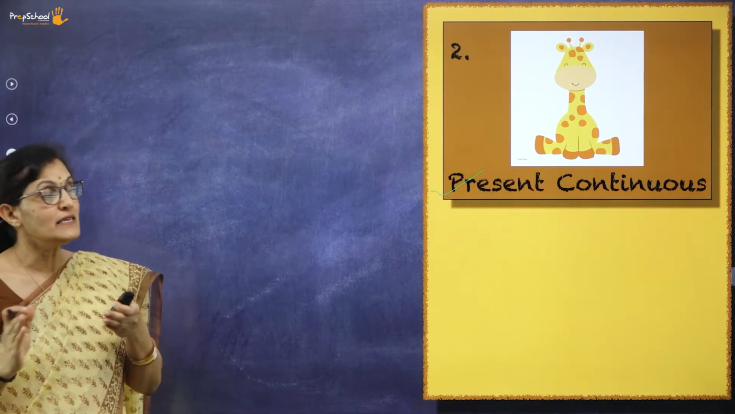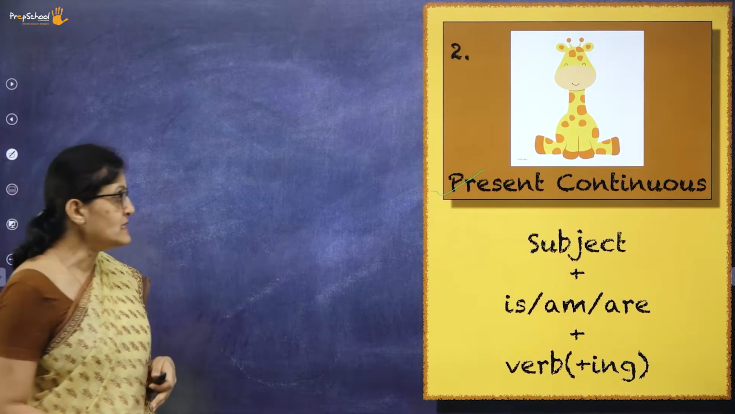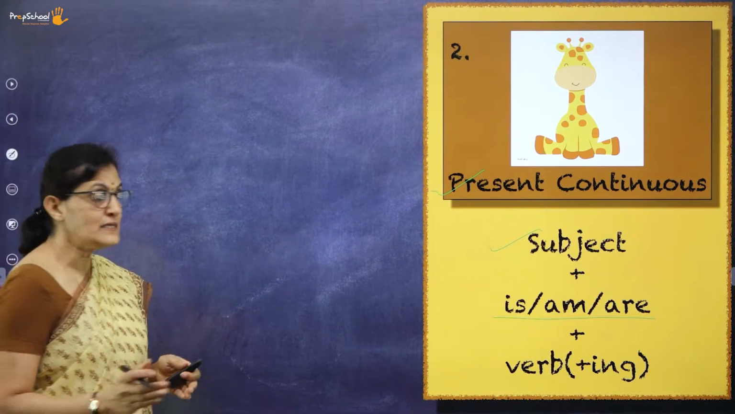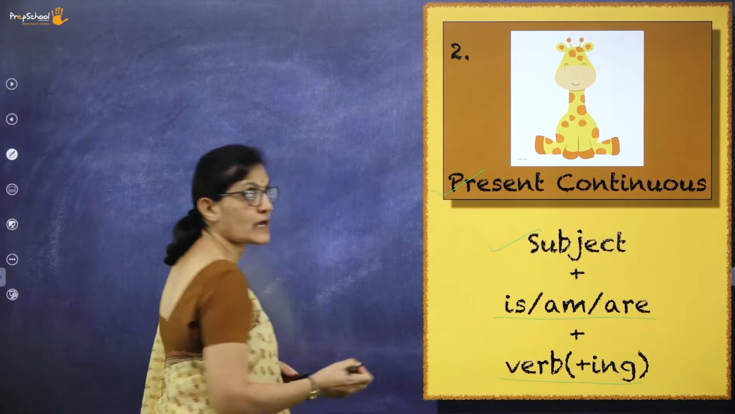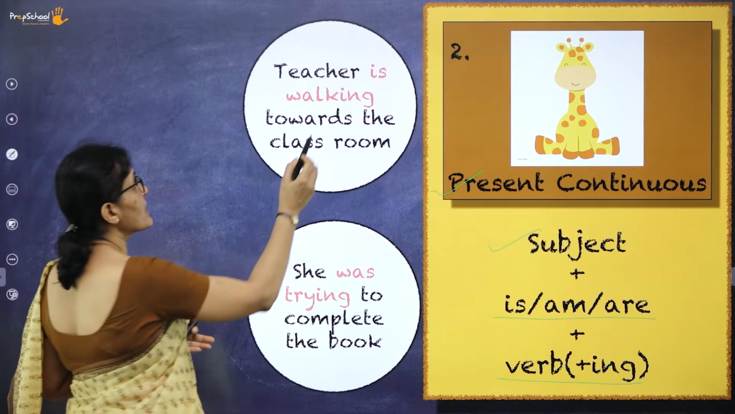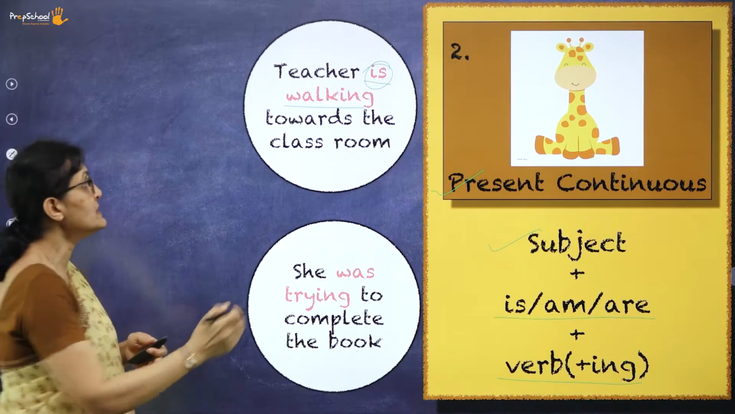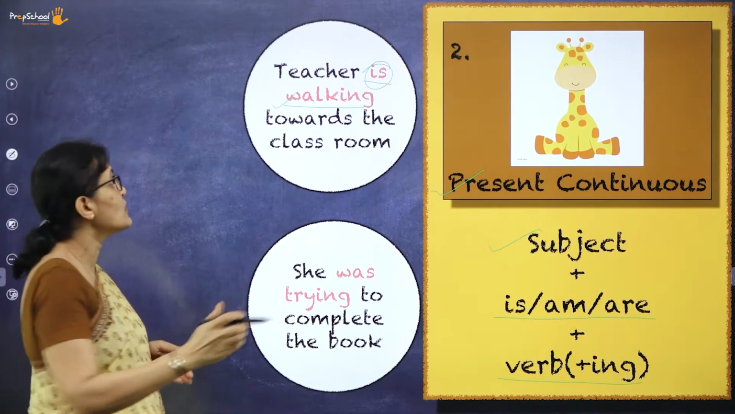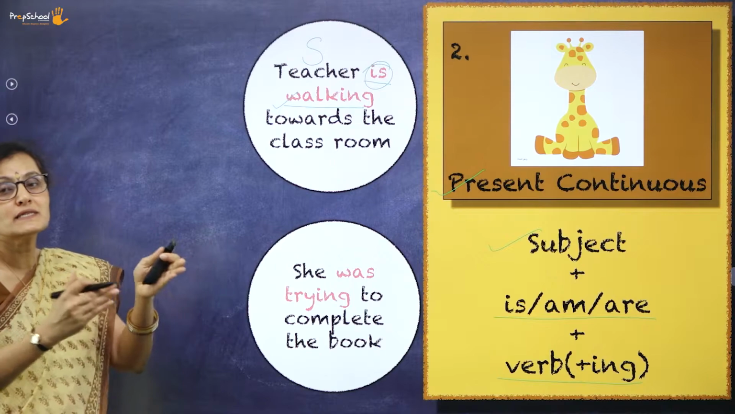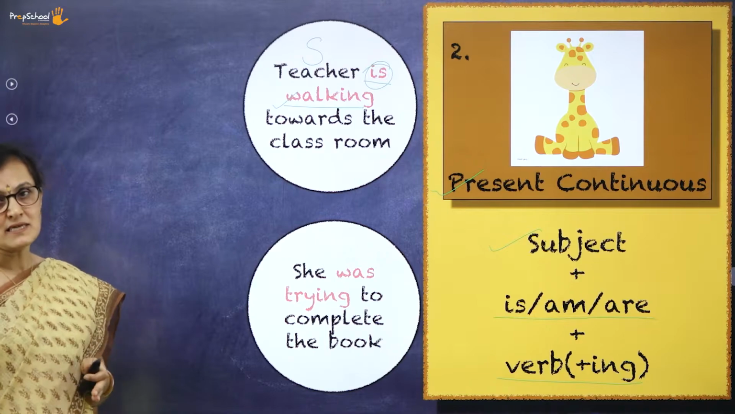Now, what do you need to know here? In a sentence, you will have the subject. Your verb form is this, that is, a verb with ing. So, look at the example. Teacher is walking. Is becomes present and walking becomes continuous, and teacher is the subject. So, teacher is walking towards the classroom. The action is presently happening but it is continuous.